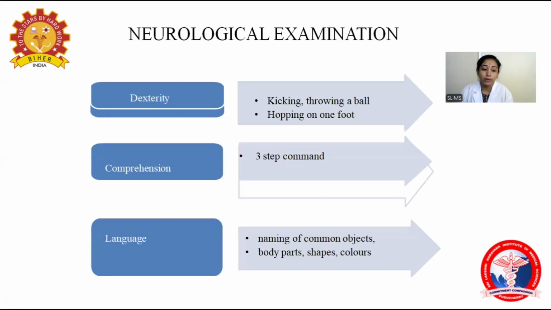Then after taking a proper history, we have to do a detailed examination, mainly focusing on the CNS. We have to assess the dexterity of the child, like by asking the child to kick a ball or throw a ball, whether the child is able to hop on one foot. Comprehension, it is understanding: give a three-step command and observe whether the child is able to perform the command. Next is language milestone. Take some common objects and see whether the child is able to name them. Next, whether the child is able to name the body parts, identify the shapes and the colors.